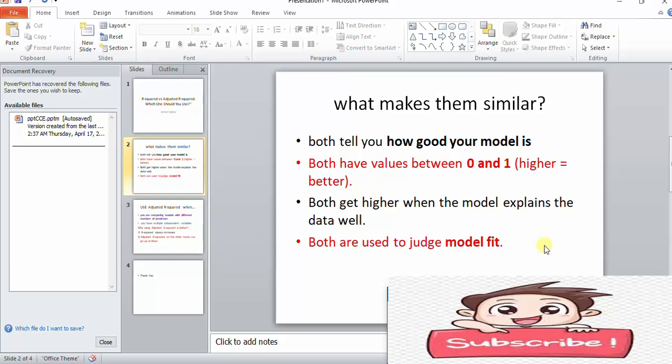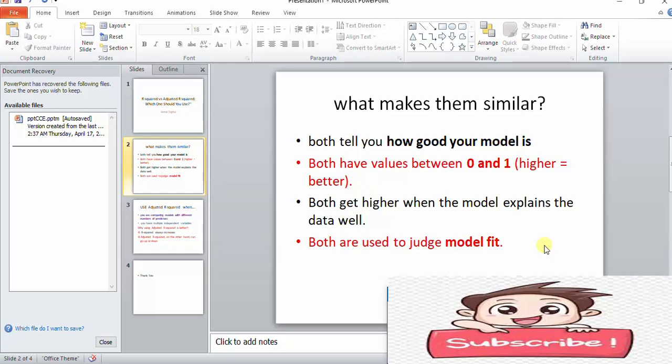And both are used to judge model fit. Both R square and adjusted R square are used to judge the model fit of your data. As I have said before, higher values indicate good model fit. A lower value indicates a poor model fit, in the opposite.